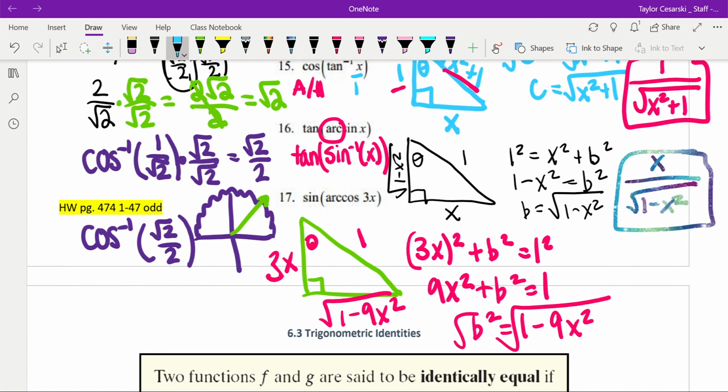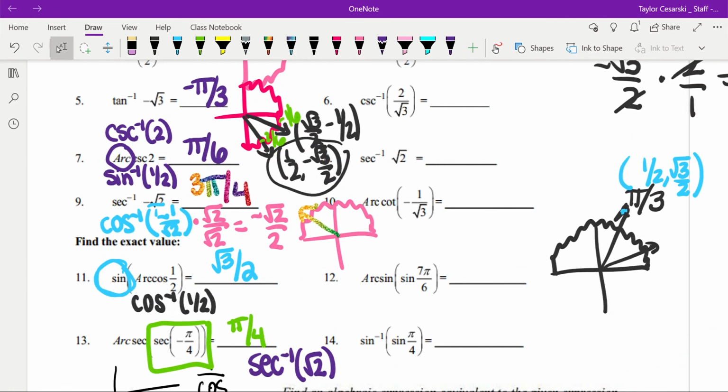All right, I want the sine. Sine is opposite over hypotenuse. In this case, my hypotenuse is 1, so I'm going to divide by 1. Square root of 1 minus 9x squared over 1, but I don't really need that over 1. So it's just the square root of 1 minus 9x squared. That gives you a little bit of practice. Make sure you go back and try those evens on your own and check them, to get some practice with inverse trig functions.